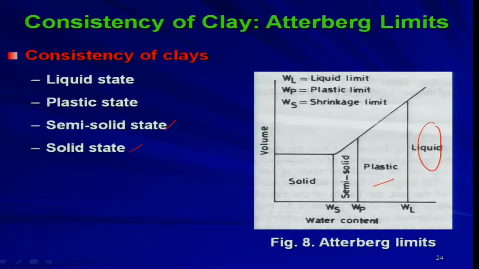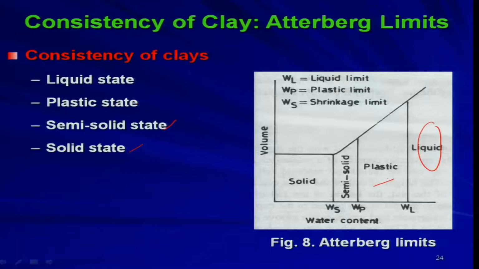When you reduce the water from this liquid state, gradually you will enter the state which is defined as plastic state. In the plastic state you can deform the soil. Suppose you want to make a ball of the soil sample, or you really want to do clay modeling, you need to have the state which belongs to plastic state. Then from plastic state, if you further reduce the water content or the moisture from the soil, you will enter the semi solid state.